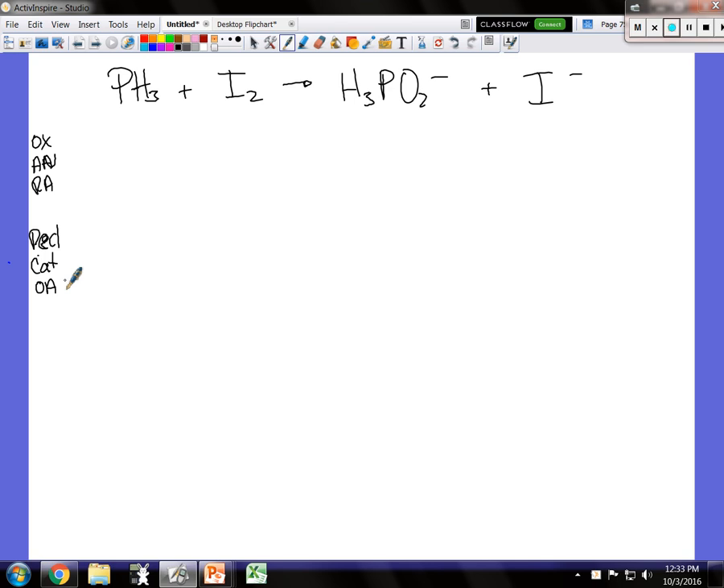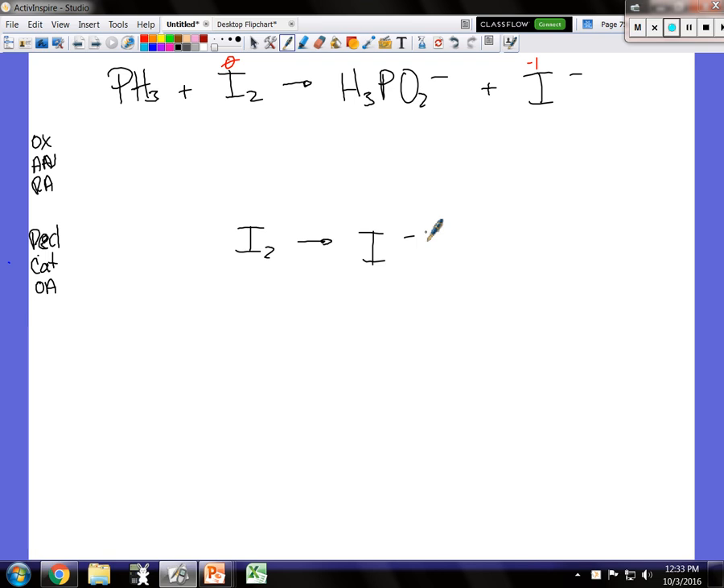Iodine. So the reactant iodine is 0 because it's neutral and it's in its diatomic form, and I minus is -1. So is that going up or is that going down? That's going down. So is that my reduction or oxidation? It's my reduction. So I2 is going to I minus.